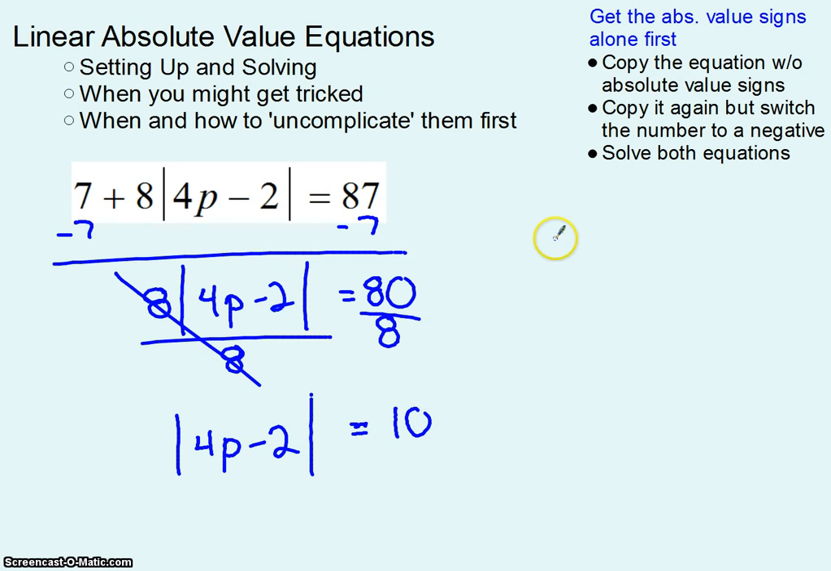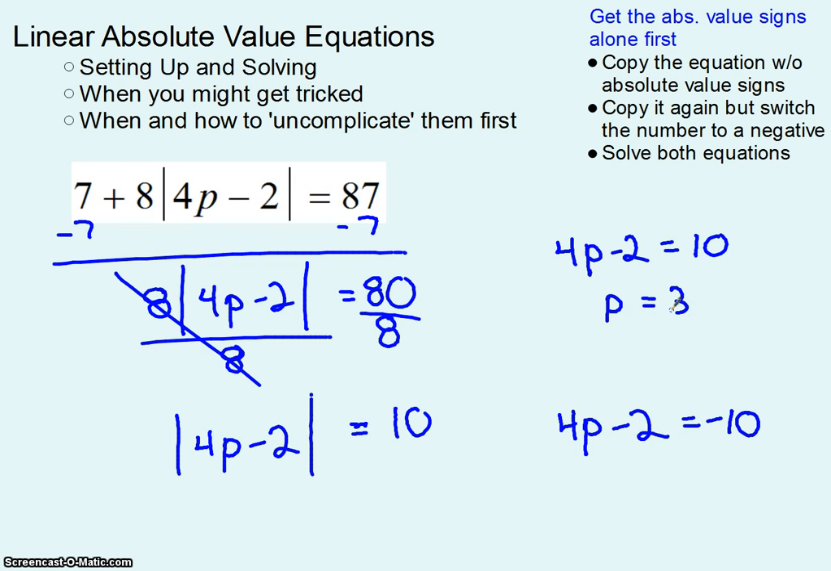Let's step over here on the side and do this. 4p minus 2 equals 10. 4p minus 2 equals negative 10. And when you add 2 to each side, you'll get 12. And then 12 divided by 4 will get you p equals 3. When you add 2 to each side on this one, negative 10 plus 2 is negative 8. Divided by 4, you're going to get p equals negative 2. So there are your two solutions right there. Make sure you include both of them, or you haven't given a complete answer. All right? That's it for absolute values.